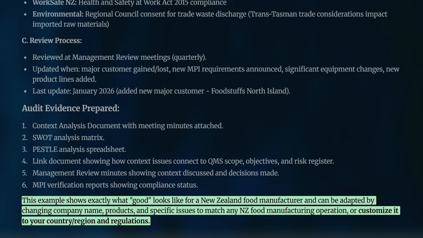So this example again shows exactly what good looks like for a New Zealand food manufacturer and can be adapted by changing company name, product, and specific issues to any New Zealand food manufacturing operations, or customize it to your country or your region and regulations. Right?